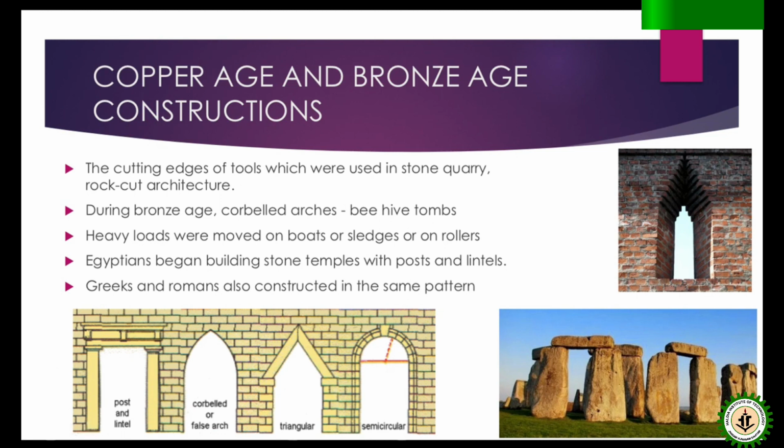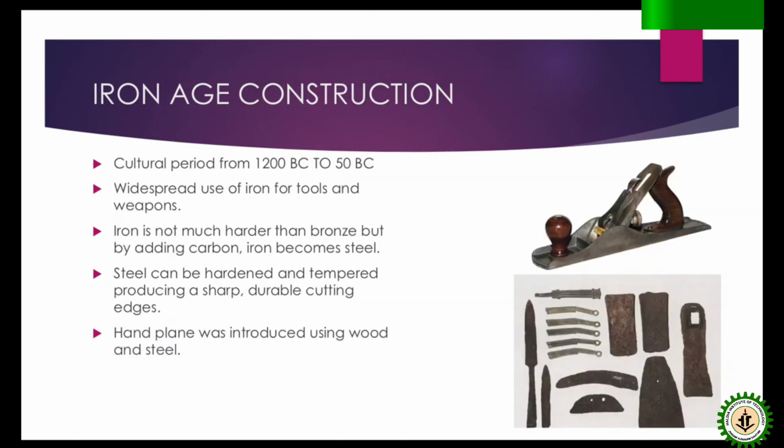Then heavy loads were moved on boats, on sledges, or on rollers. Then Egyptians began building stone temples with posts and lintels. You can see these are post and lintel constructions. Greeks and Romans also constructed in the same pattern. So we'll see in detail how each civilization came into picture and how their construction was.